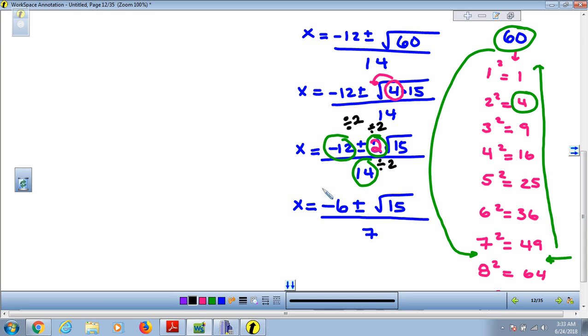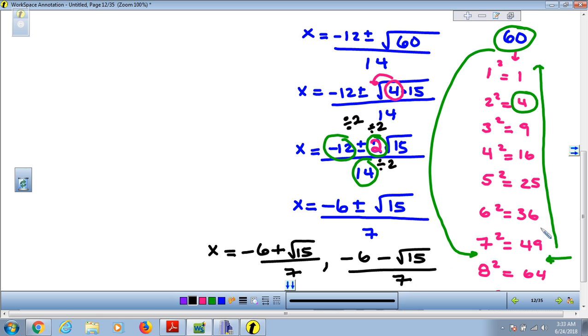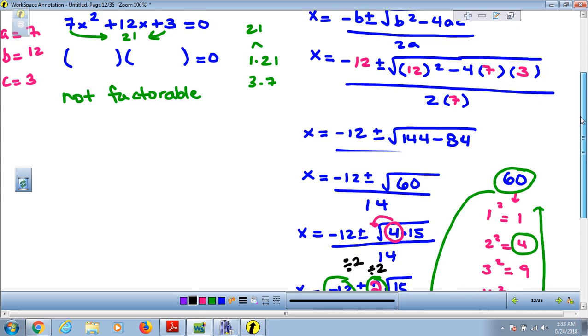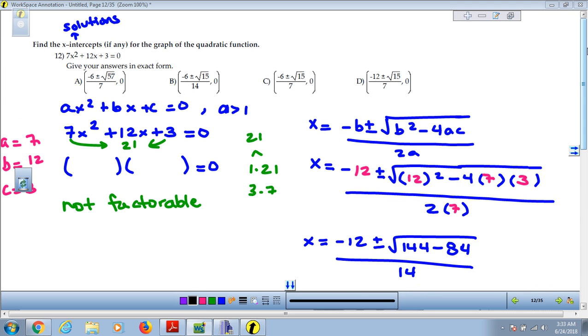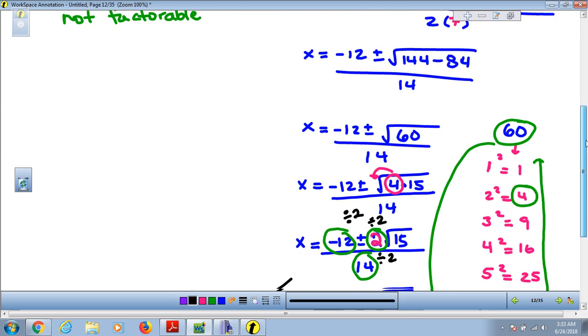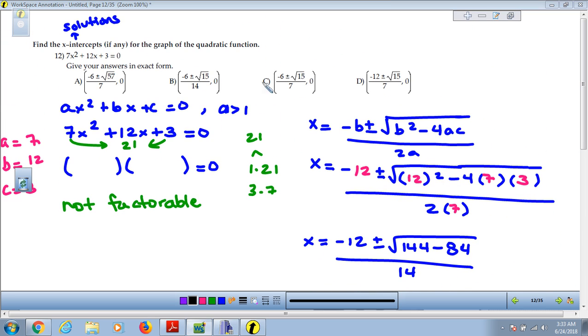So these would be my two solutions. One is negative 6 plus the square root of 15 over 7, and the other one is negative 6 minus the square root of 15 over 7. So either this answer or this answer separately is acceptable. Both are correct. So now, negative 6 plus or minus the square root of 15 over 7. You can see that's one of the solutions. That's one of the x-intercepts.